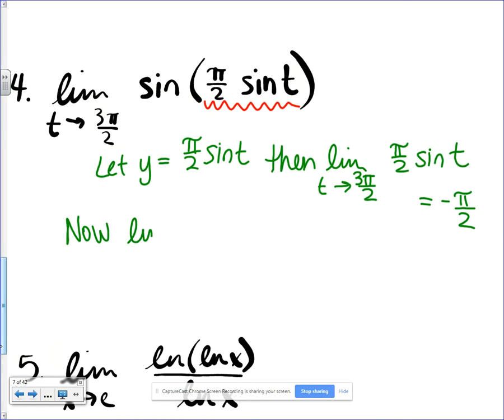Now I have the limit as y approaches that value. What will this look like now for my function that I'm taking the limit of? Sine of y. So I ask you, negative pi over 2 is the same as what degree? Going backwards by pi over 2, 270. What's the sine at 270? That would be my limit.